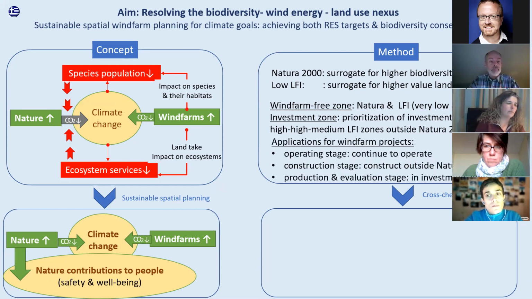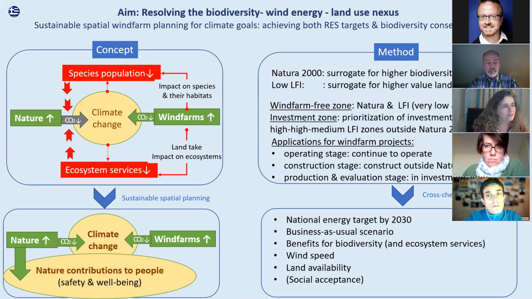We also need some rules to make the sustainable scenario function. In the operating stage, all the wind farms that do operate, of course, continue to operate. All the wind farms that have a construction permit can be constructed outside Natura 2000. All the other wind farms should be channeled into the investment zone. And then we try to cross-check our scenario in terms of all available data on biodiversity, wind speed, land availability, and so on. And of course, the energy targets.